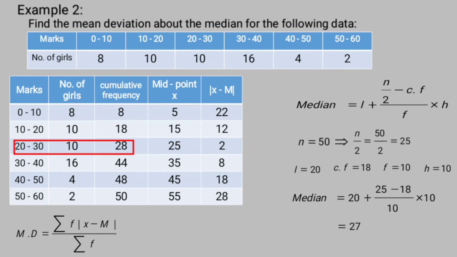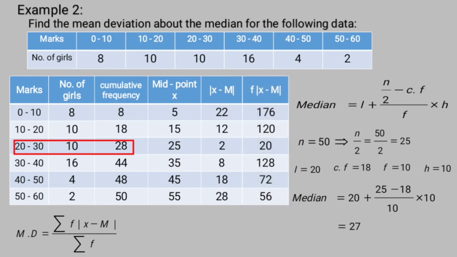And next we need to find f of modulus x minus m. That is, I had multiplied the frequency. Don't make a mistake. Here cumulative frequency also there and frequency also there. So we have to multiply only f. We use the cumulative frequency for finding the median. That part is over.